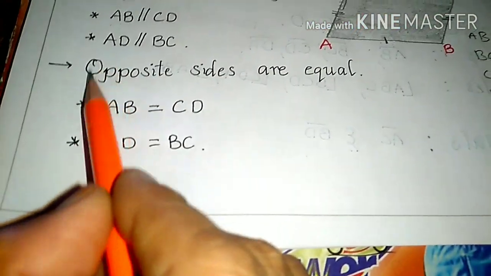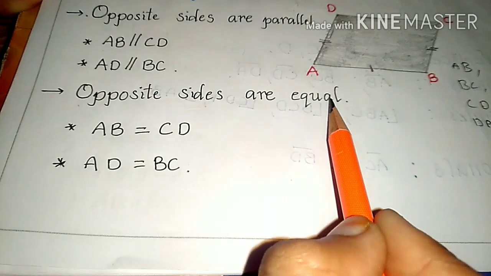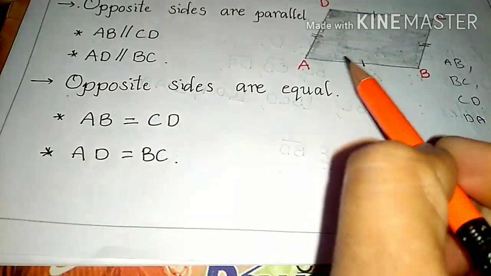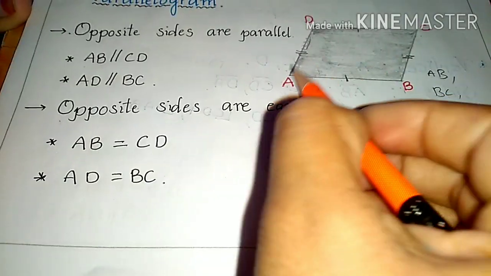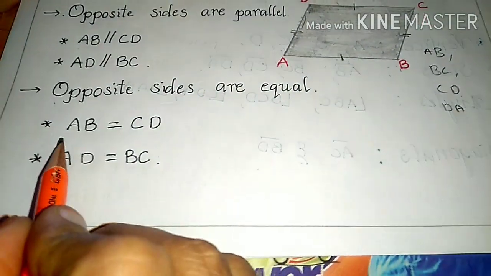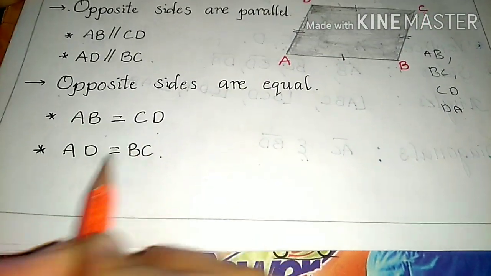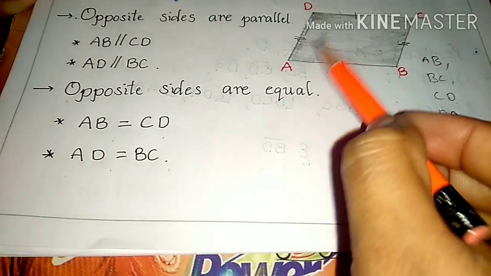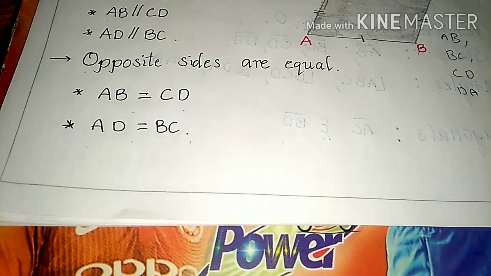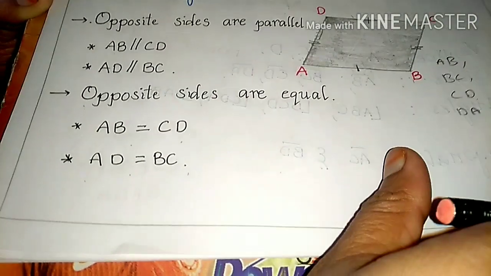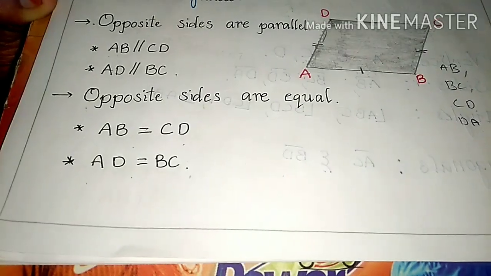Next, opposite sides are equal. How do we take the sides? There are 4 sides. AB's opposite is CD and AD's opposite is BC. So AB equals CD and AD equals BC. Opposite sides are equal and also parallel in the properties of a parallelogram. Okay, did you understand?